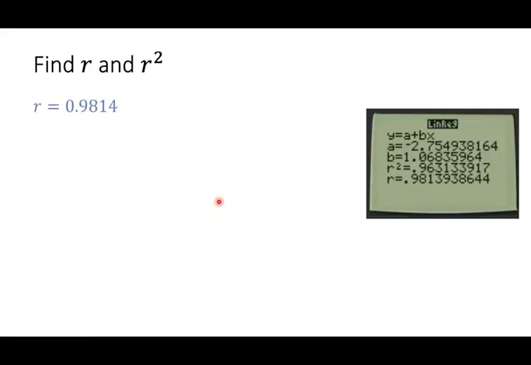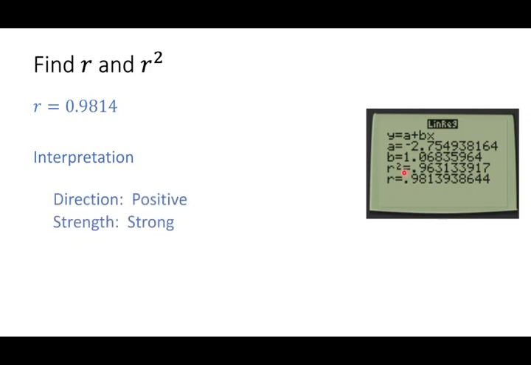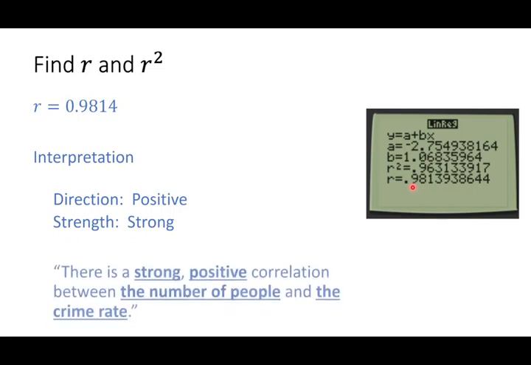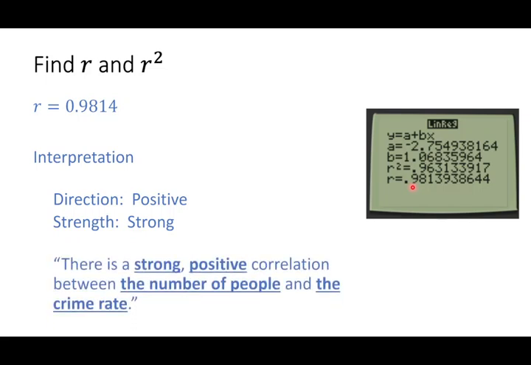Okay, so let's finally interpret these things. For this data, this is the violent crime data. The correlation coefficient is very strong. We have a positive correlation because it's a positive number, and it's strong because it's above 0.7. So in English, we would translate this to say there is a strong positive correlation between the number of people and the crime rate. So we're just going to mention the strength and direction.